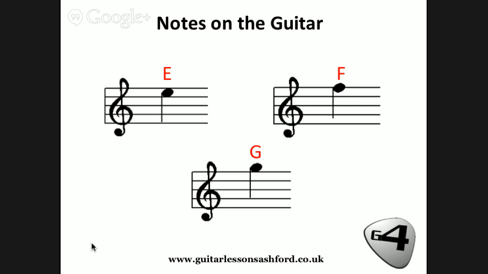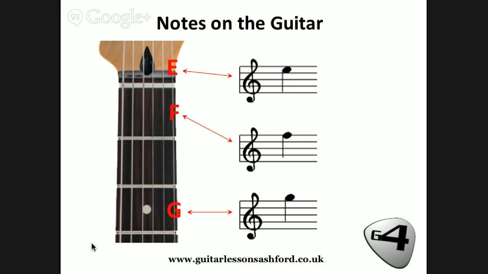Now again, we can work out where they are on the stave. The trick now is working out where they are on the guitar. So I've put together this little picture just to help us out. The E, F, and G are all along 1 string. We have E as our open, skinny string. We have F on fret 1 of our E string. And then we have G on fret 3 of our E string.